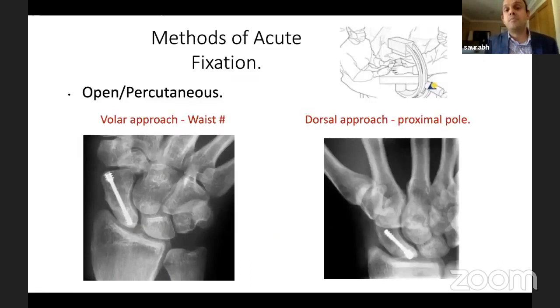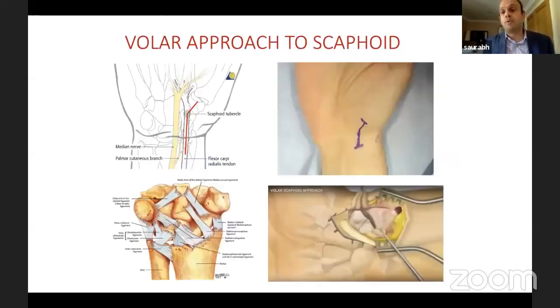So we've spoken about plasters. We've spoken about percutaneous fixation. Then let's talk about open approaches. So for a waist fracture, we do a volar approach. And for a proximal pole fracture, we'll do a dorsal approach. This is very important. So in the exam, depending on where the fracture is, your approach changes. So please remember that. Volar approach.